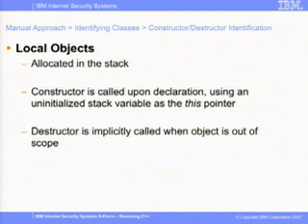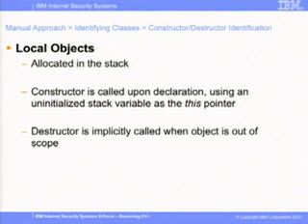Now, local objects, on the other hand, are allocated in the stack. The constructor is called upon the declaration using an initialized stack variable as the this pointer. You have to look for a load to ECX using a stack variable as a source, and that stack variable has to be used for the first time at that point. It has to be empty.